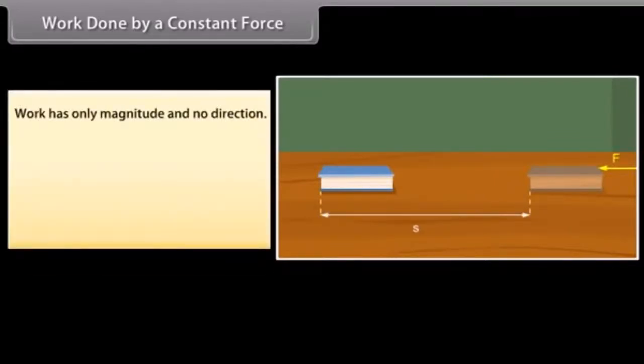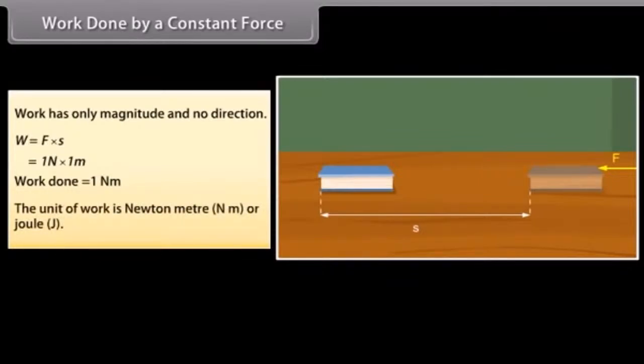Work has only magnitude and no direction. If F is equal to 1 N and S is equal to 1 m, then the work done by the force will be 1 Nm. The unit of work is Newton meter or joule. Thus, 1 Newton meter or 1 joule is the amount of work done on an object when a force of 1 Newton displaces it by 1 meter along the line of action of the force.